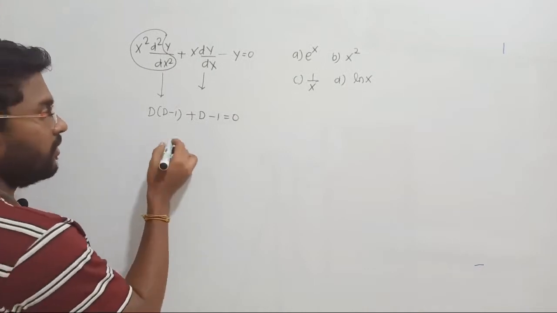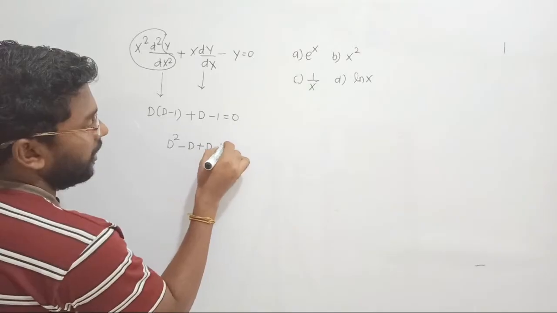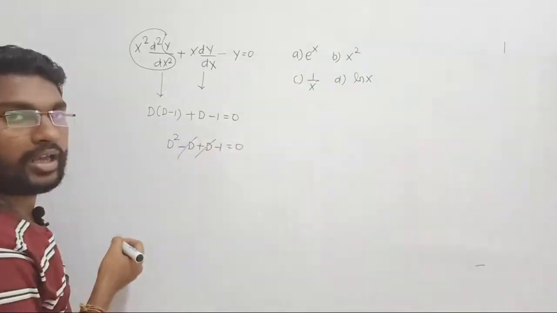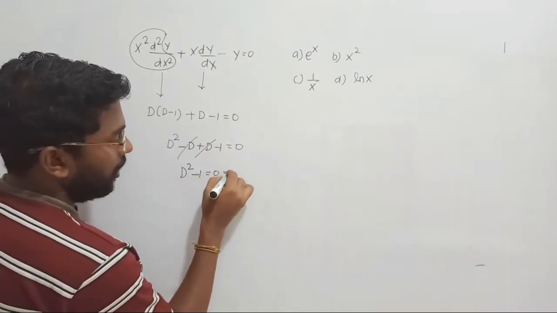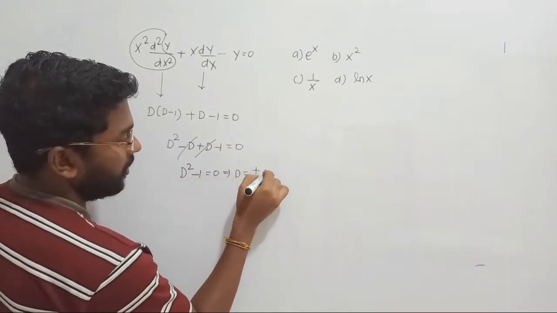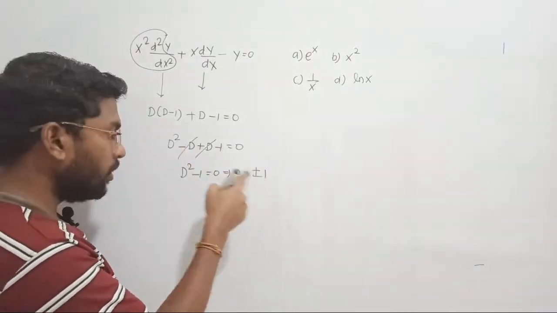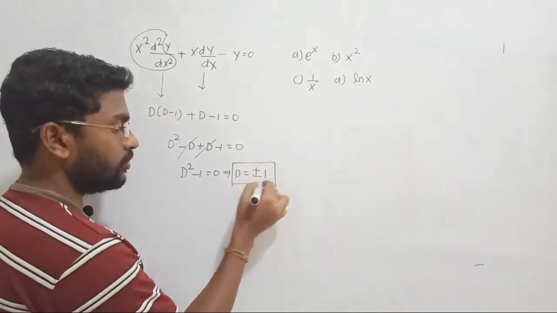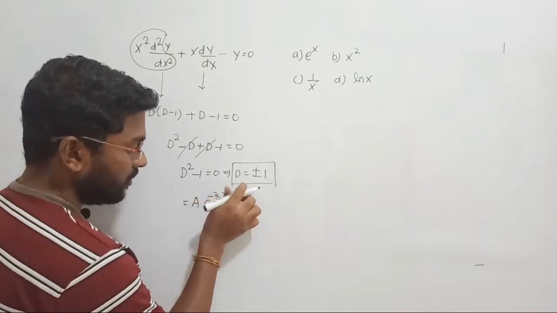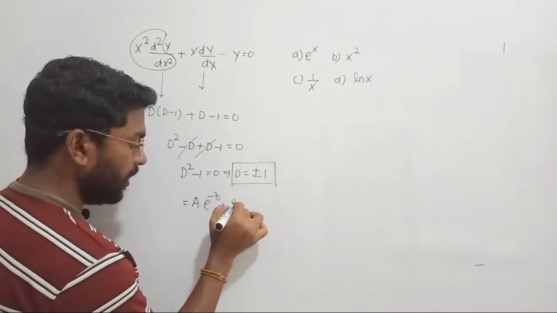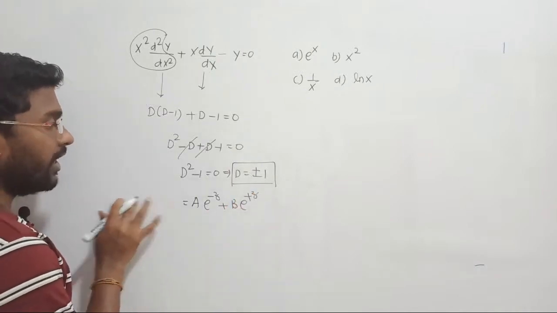So what is the answer? If I reduce this, d square minus d plus d minus 1 equal to 0. These two terms get cancelled. I got d square minus 1 equal to 0, or we can write d is equal to plus or minus 1. Such that the solution can be written as a into e power minus z plus b into e power plus z, because we got two roots now.